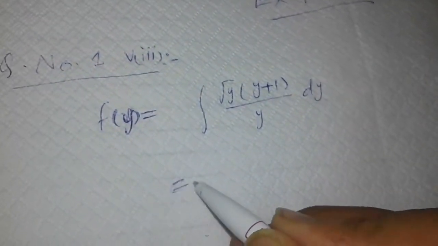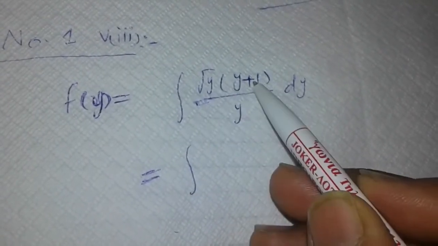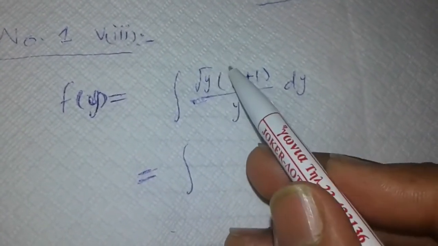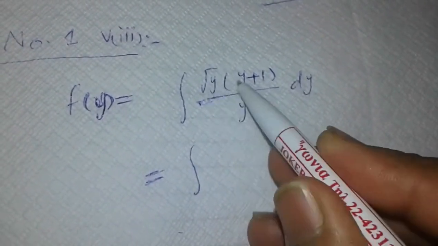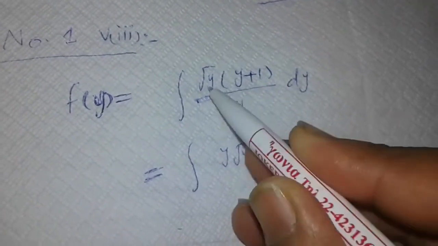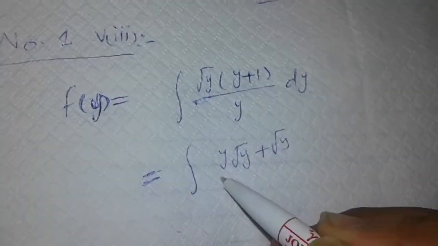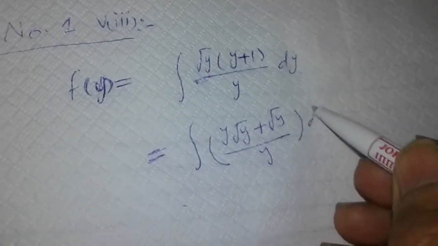This is an algebraic function and it is also an easy one, but it is different from the previous ones. So here under root y is multiplied by this bracket. First of all we will multiply it with the bracket. When it is multiplied, it will become y into under root y plus under root y, whole divided by y. This is the same function as we solved in the previous question.